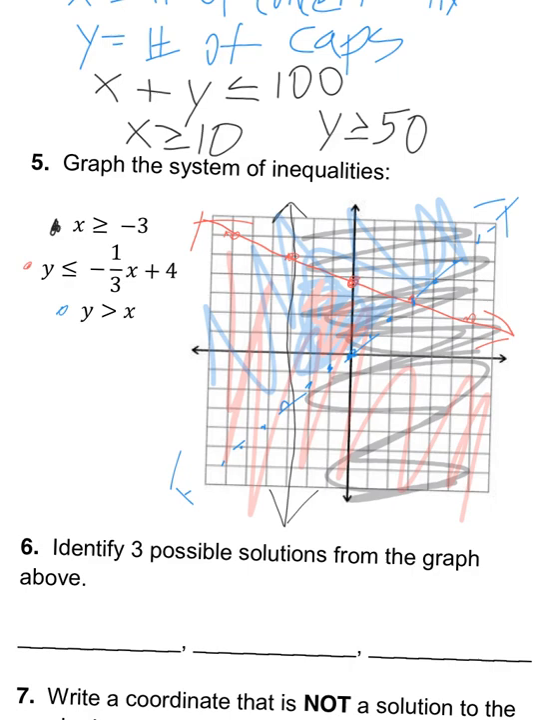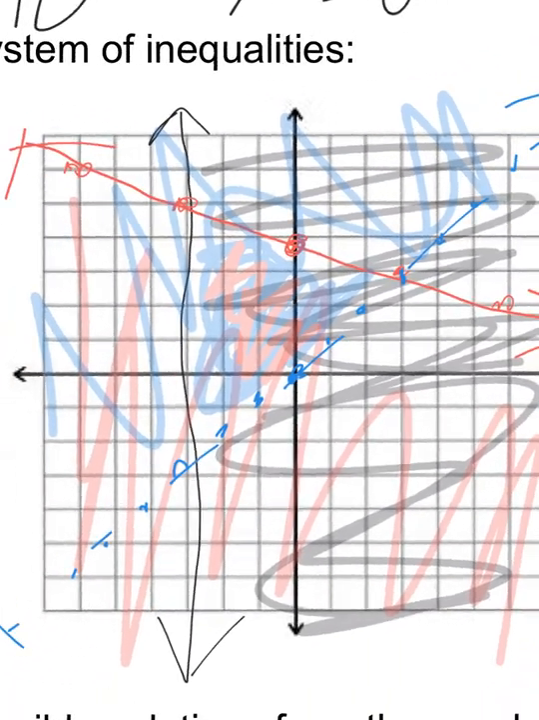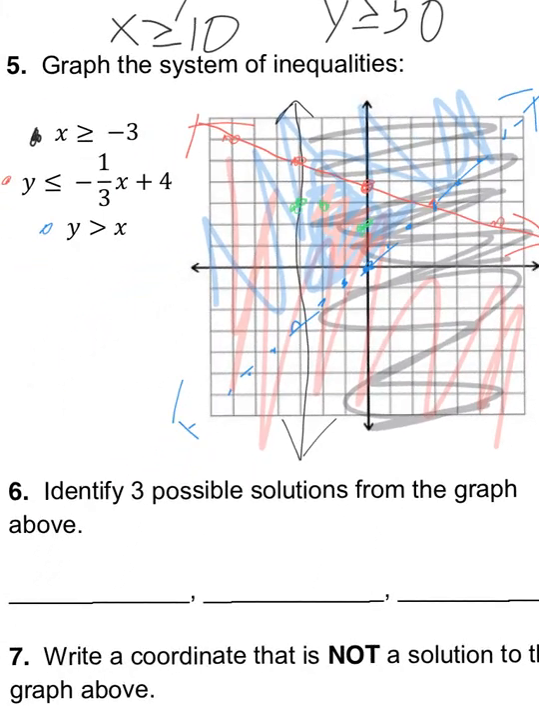Number 6 says identify 3 possible solutions. So we are looking at this triple common shaded area and just pick 3 points that reside in it. So how about this point? That is 0, 2. How about this point? And then just so we're clear, you could pick something on a solid line. So something like this right here. So I wrote down 0, 2 for the first one. And the second one goes left 2, up 3, so negative 2, positive 3.